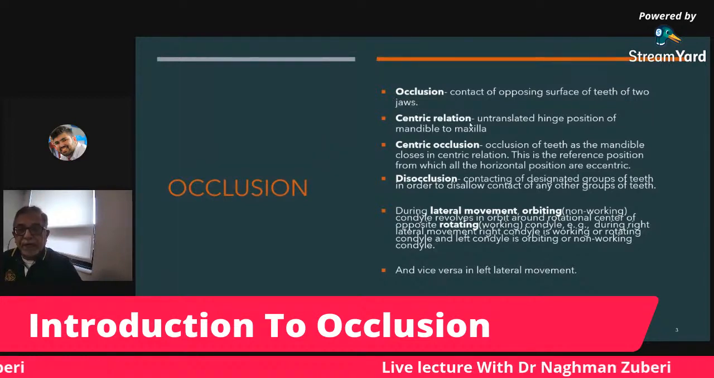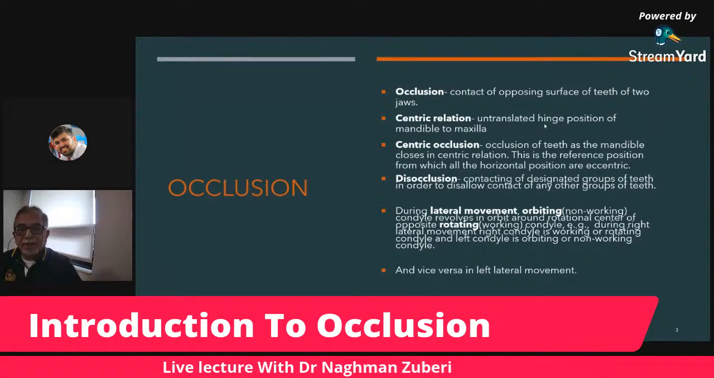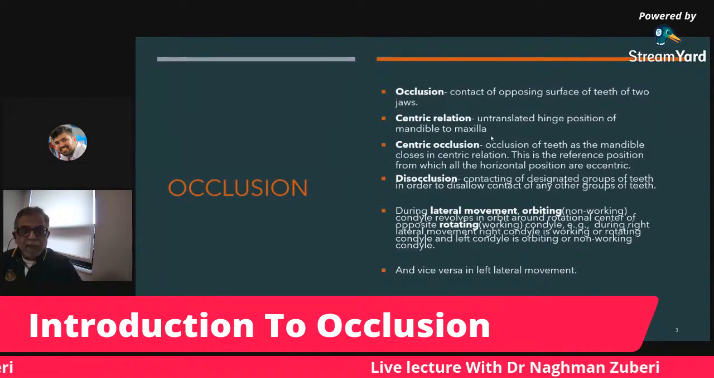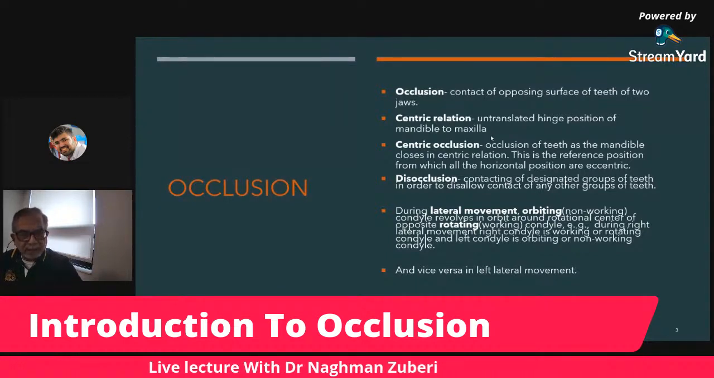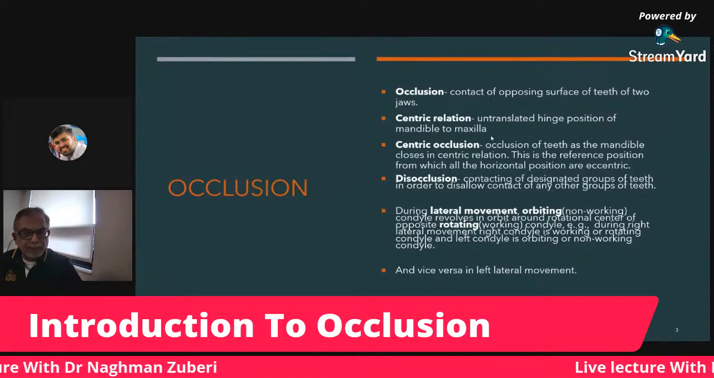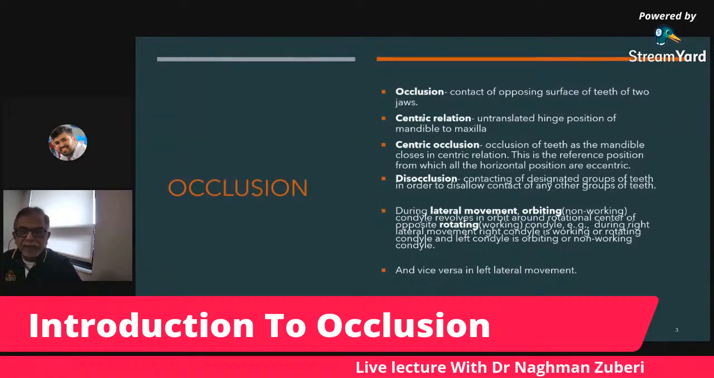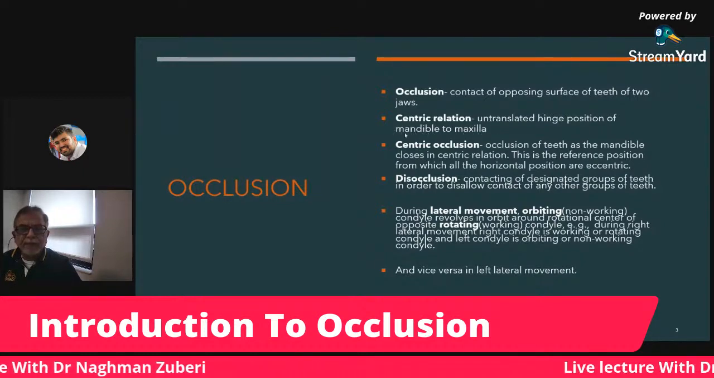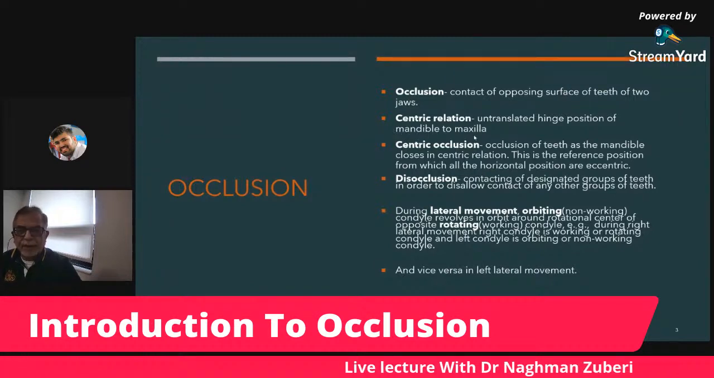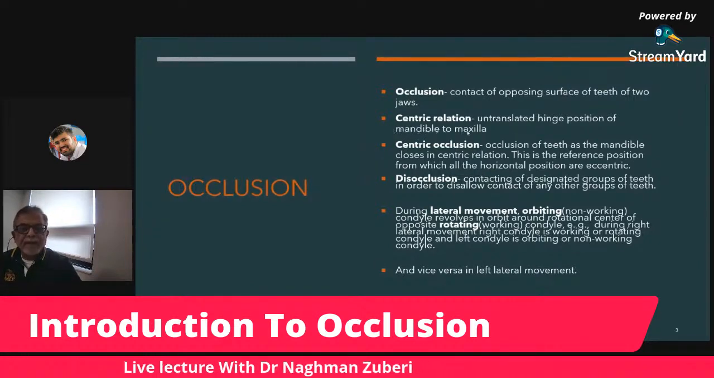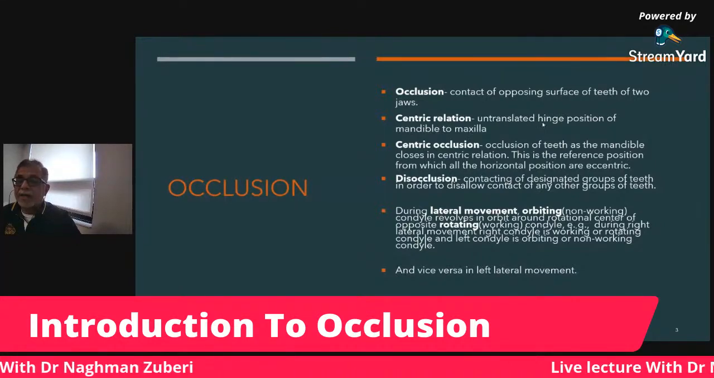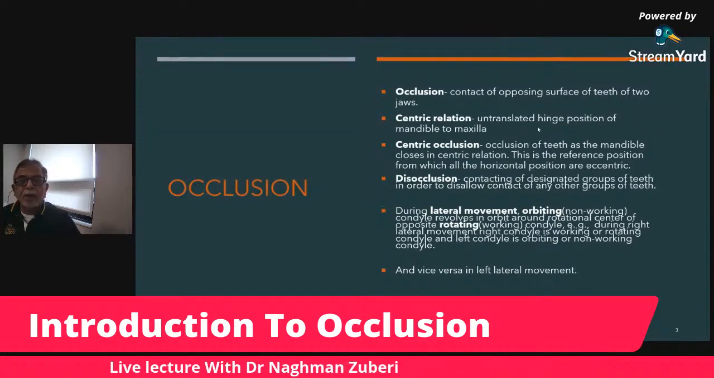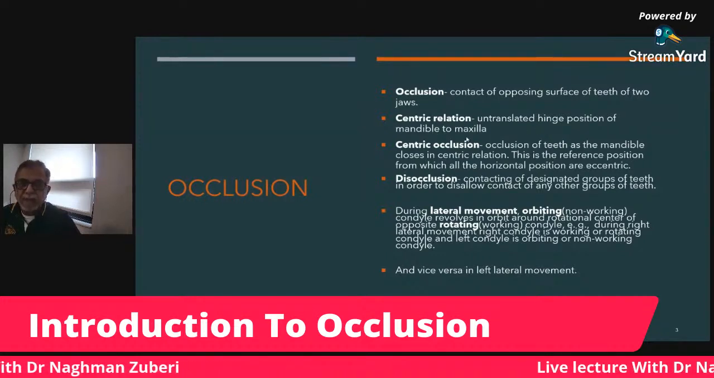Centric relation. It is the untranslated hinge position of mandible to maxilla. Do not become the victim of the fancy words. Just keep in mind this very important and straightforward thing: maxilla and mandible, its untranslated hinge position. Hinge position is the opening and closing position of the jaws.